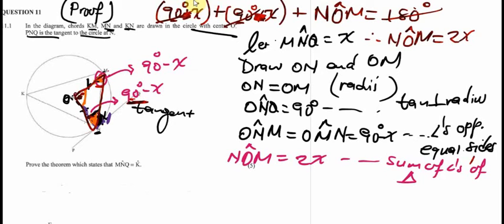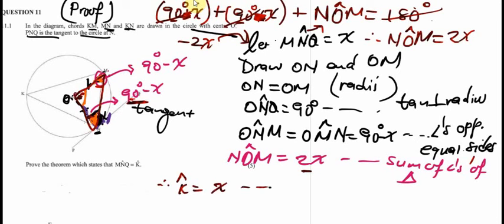And then you have this negative 2x plus angle OM equals 0, and then you transpose this negative 2x, then you have positive 2x. Okay, so after you found this, then you can say that your angle K will be equal to x.